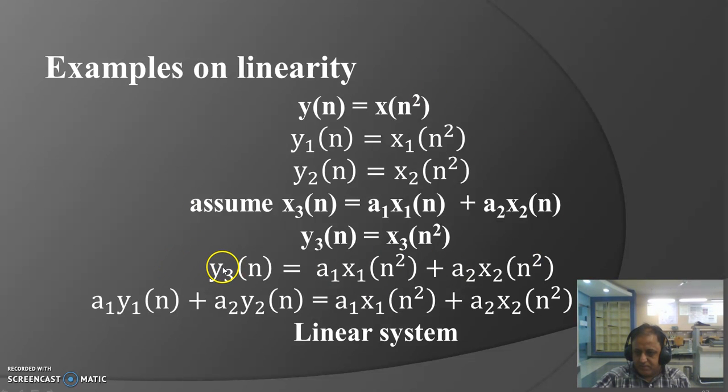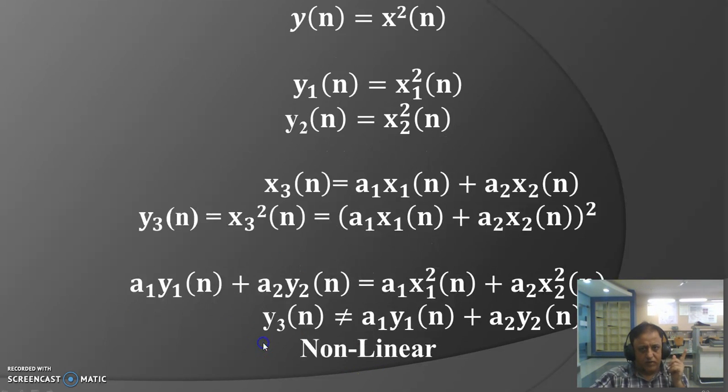This is the penultimate step. The last step would be calculating a1 y1[n] plus a2 y2[n], which would be a1 x1[n] squared. Just take the value of y1[n] from the top, y2[n] from the top, and you get a1 y1[n] plus a2 y2[n], which is nothing but y3[n], and hence you get a linear system. Okay, I think we have just one more example.